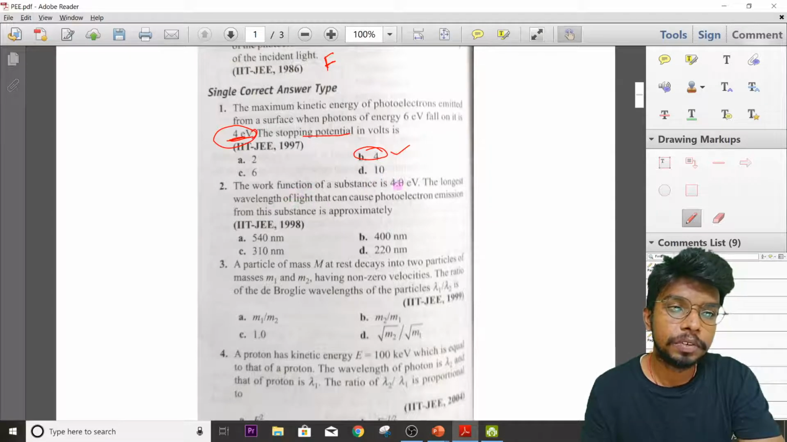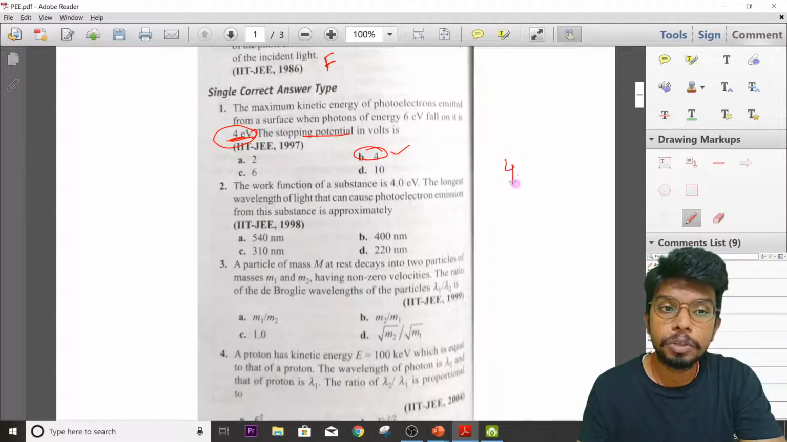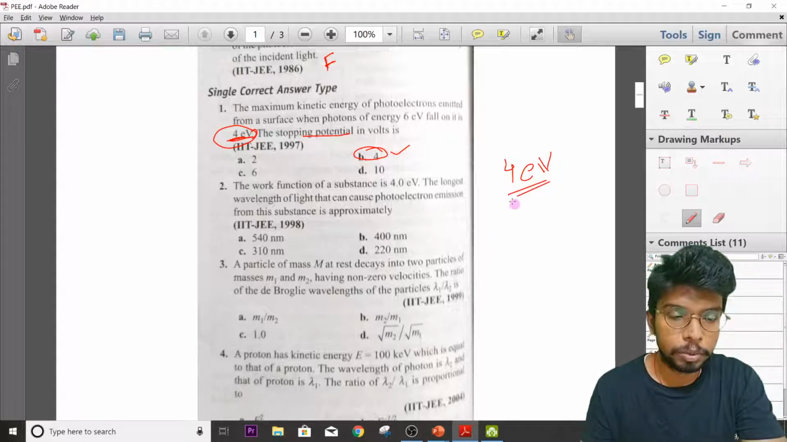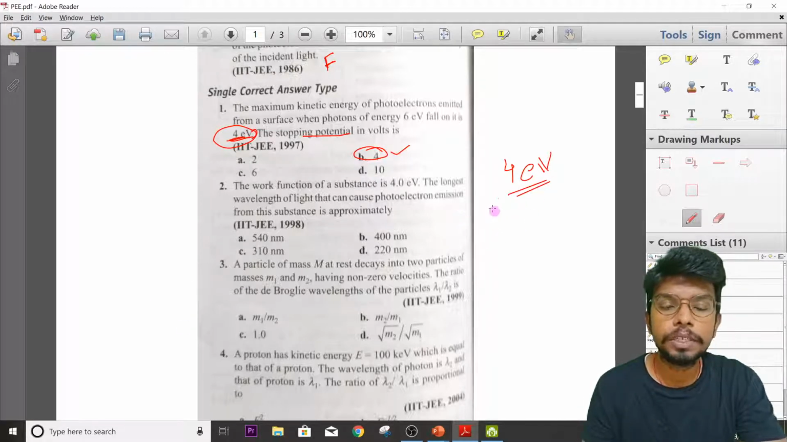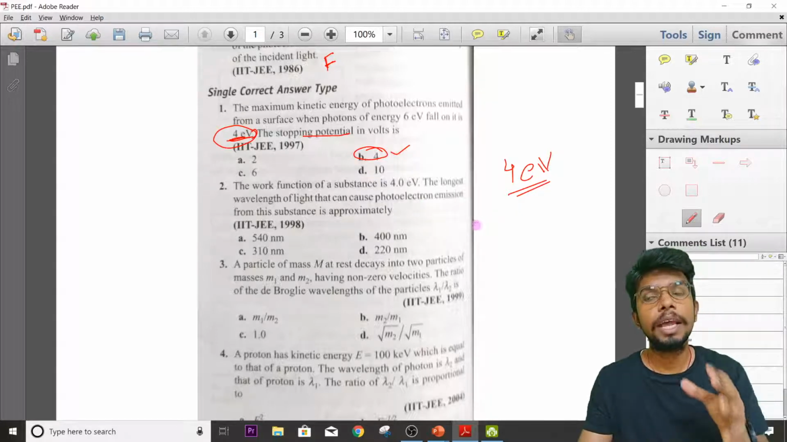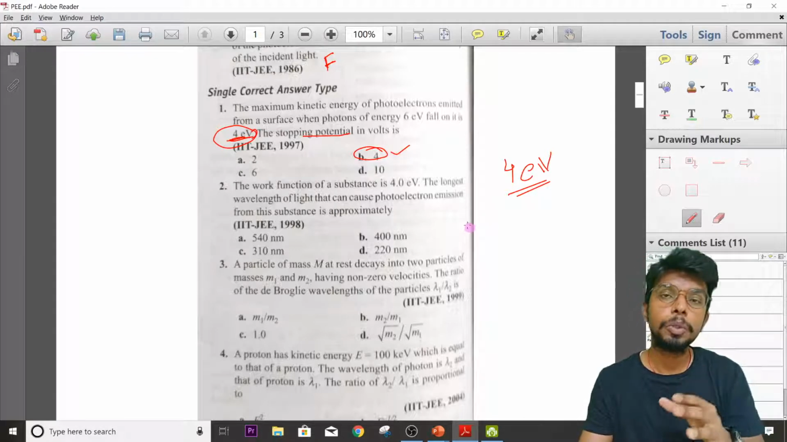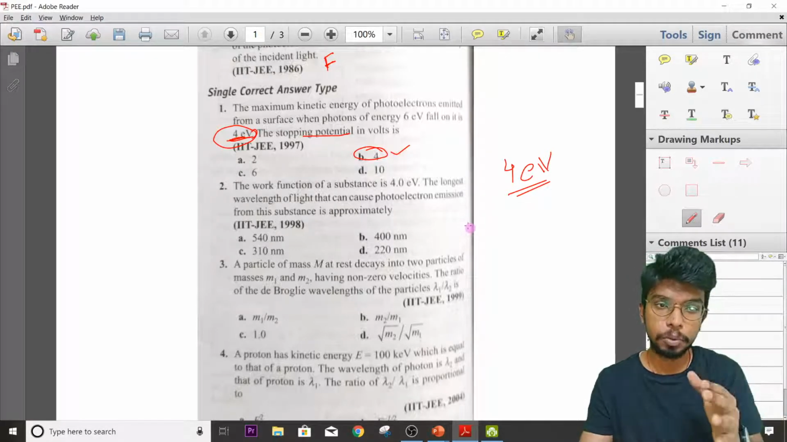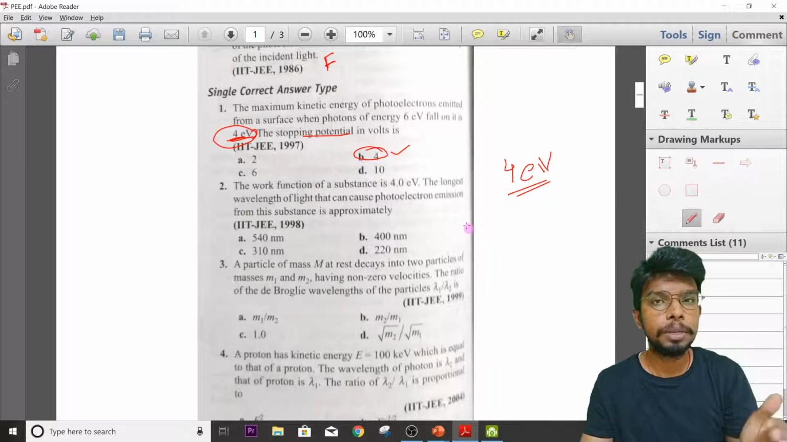The second question: the work function of a substance is 4 eV. The longest wavelength of light that can cause photoelectron emission from this substance is approximately? The work function is given as 4 eV, and we need to find the longest wavelength. So the minimum the light should give, the photon should have the energy of 4 electron volt, the minimum energy required.